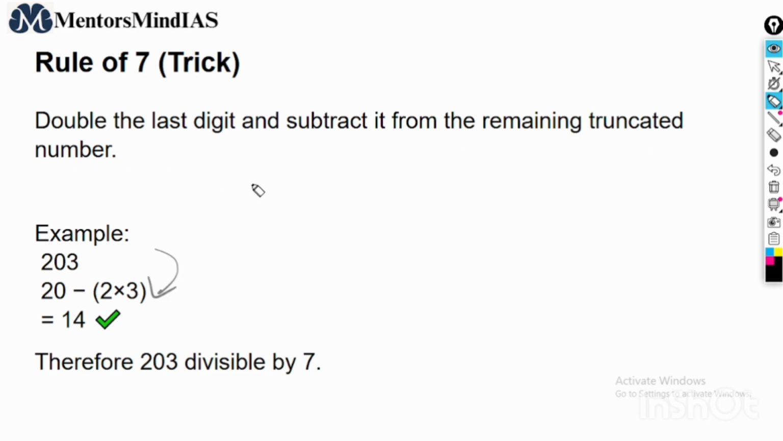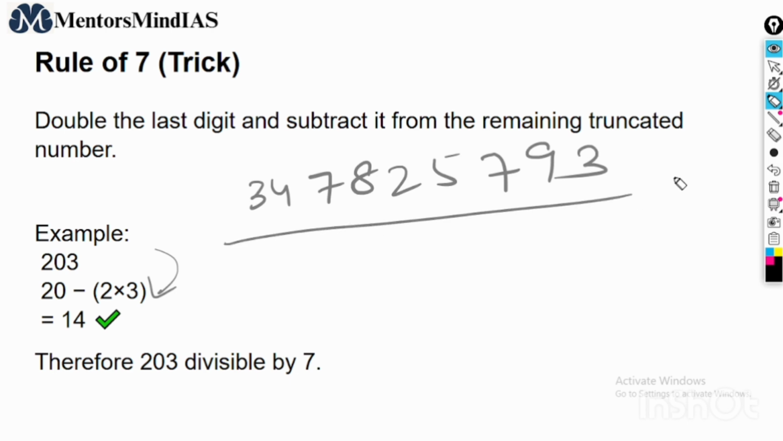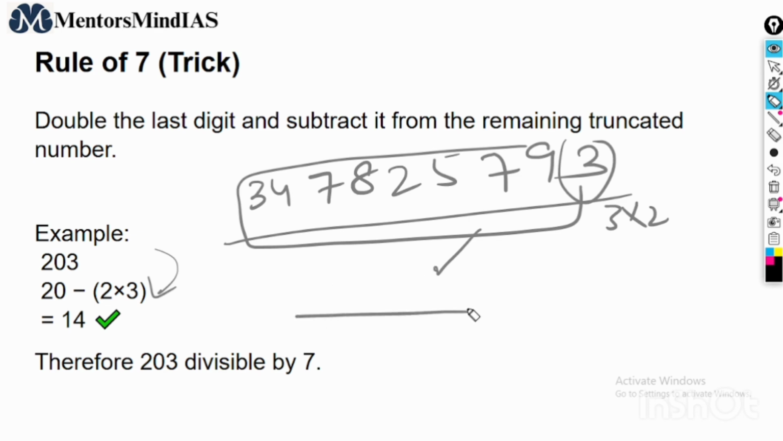If in case you have a very, very large number, say 3, 4, 7, 8, 2, 5, 6, 7, 9, 3. Now, this is a number whose divisibility by 7 you have to check. If you use this rule, you will double the last digit, 3 into 2. Now again you will be subtracting and checking the number's divisibility, again with the last digit. So it will take a lot of time. It is feasible, but it is not very useful in the exam in case you have large numbers.